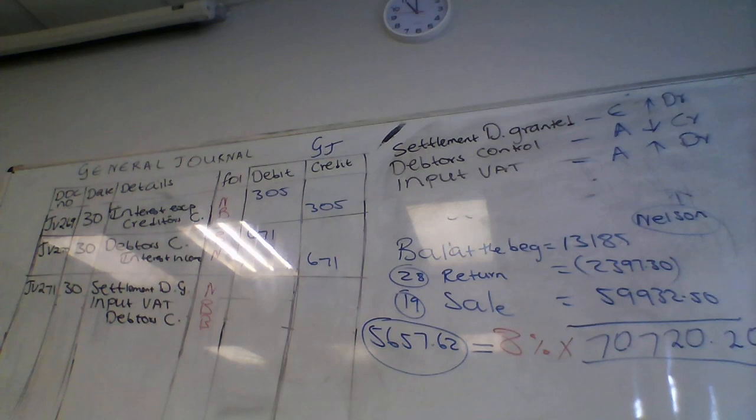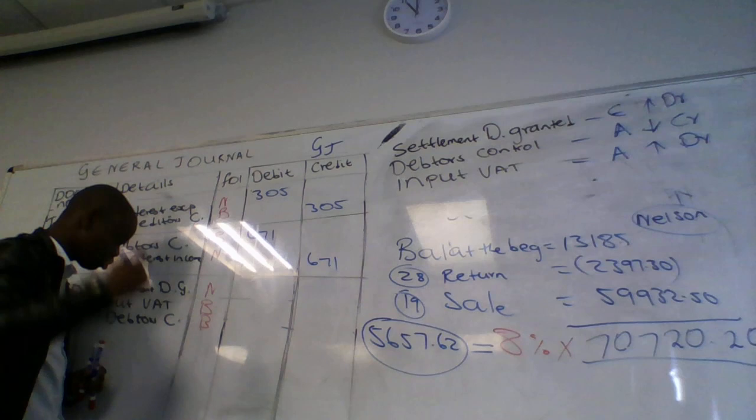We know the amount that we're looking for, which is what? 5, 6, 5. Which one is the main account? Meaning that amount must be in line with? You must sing along with me, guys. I'm going to put how much? 5, 6, 5, 7 point?